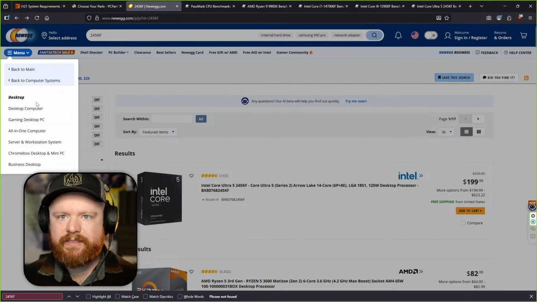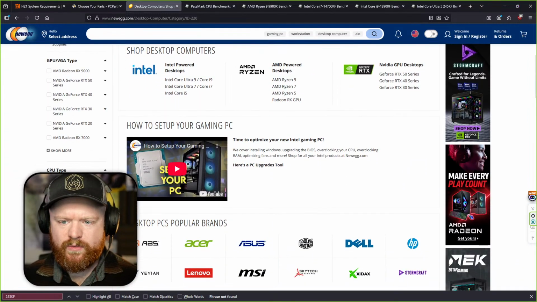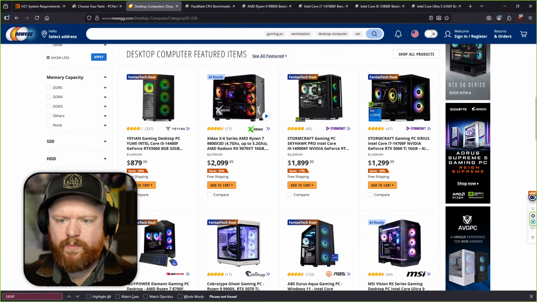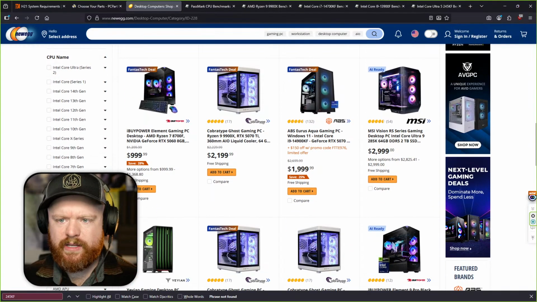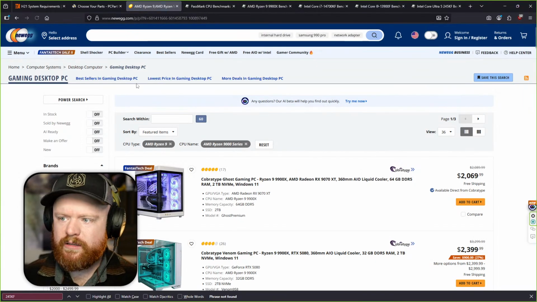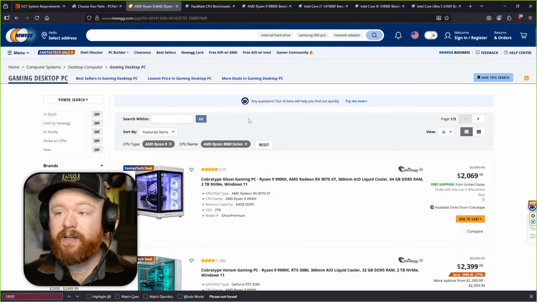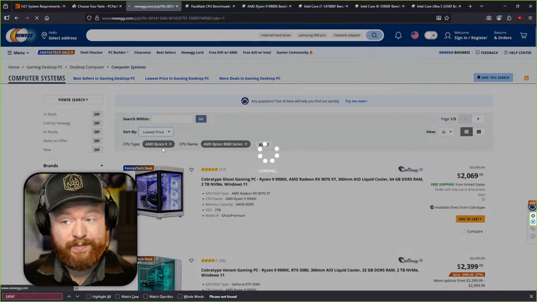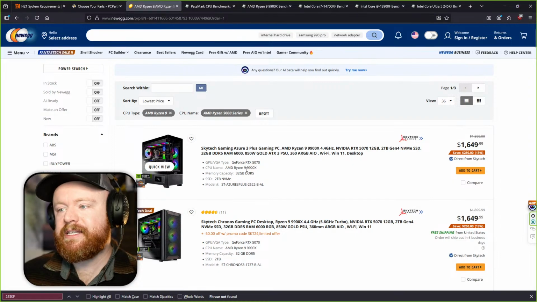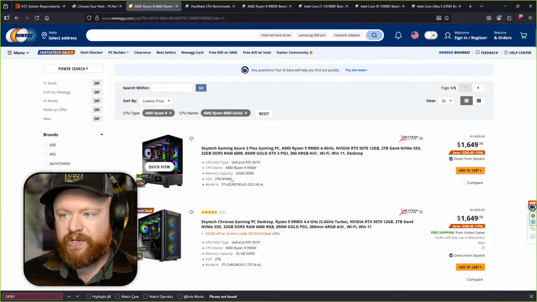Go to computer systems, desktop, and we go to CPU type. Let's try the Ryzen 9, and maybe we should try finding it here. Okay, so the Ryzen 9000 series. Great. Okay, and then I bet you what we can do to find this specific processor is we can just sort by lowest price, because this is probably the cheapest one that they have. And there it is. Yes, the Ryzen 9 9900X. Okay, great. This here is $1,600 for the pre-built.